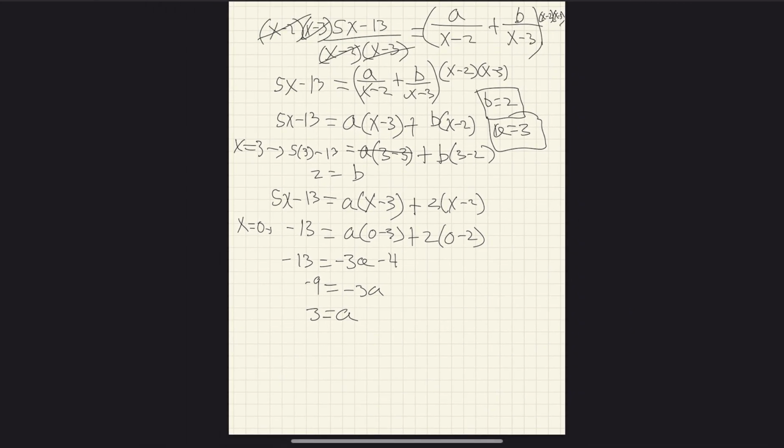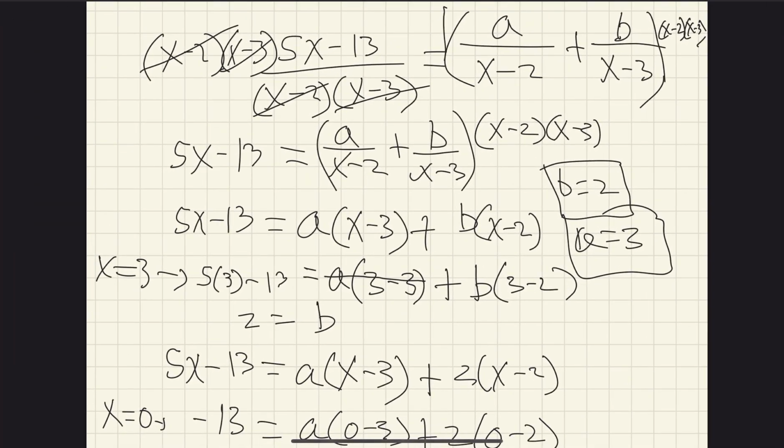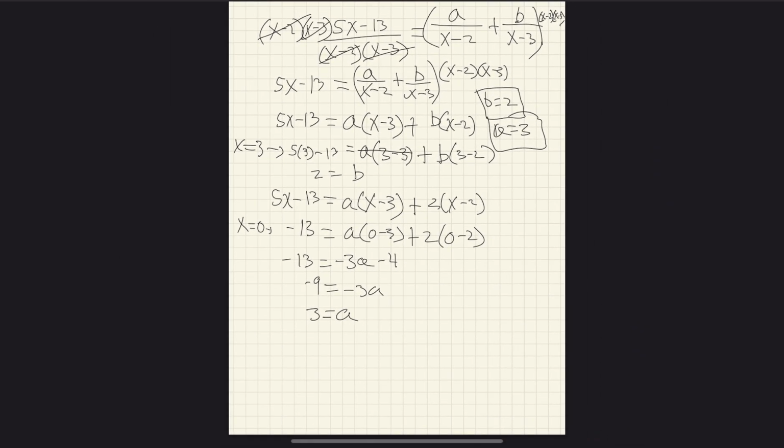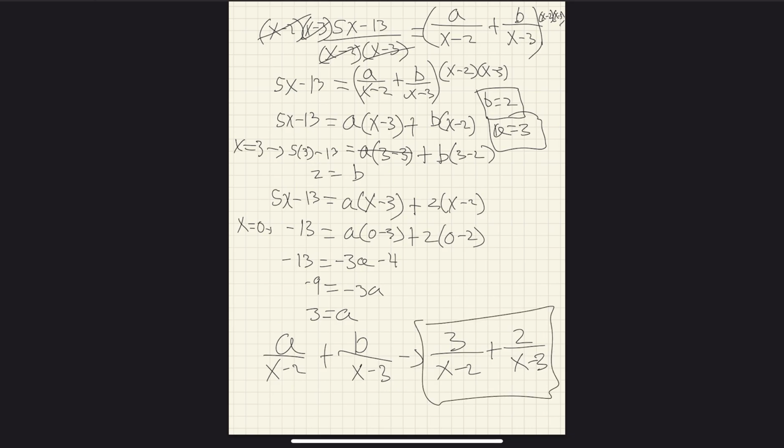So, again, we know that our answer looks like this. We just needed to know what a and b were. So now that we've solved for a and b, again, our answer is going to be a over x minus 2 plus b over x minus 3. But again, we solved for a and b, so we can just put in 3 over x minus 2 plus 2 over x minus 3. And that is our solution. So that's all we need to do.